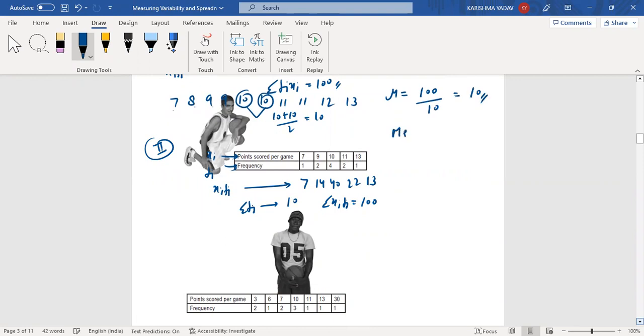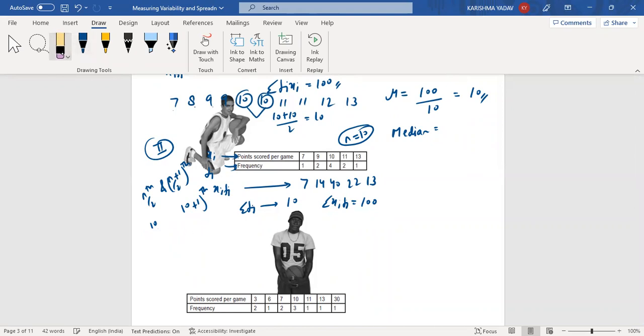What is the median here? The median here, as n is equal to 10, like the previous case, will be the n by 2th and n by 2 plus 1th term average. That is 10 by 2 and 10 by 2 plus 1th term average, which is the 5th and 6th term average, right? We are going to find the average of these two, that is the 5th and 6th term.